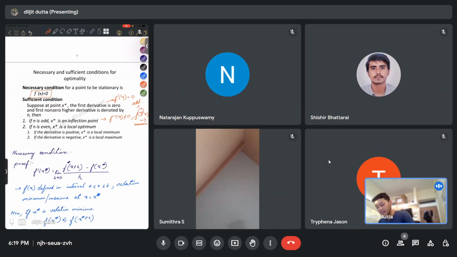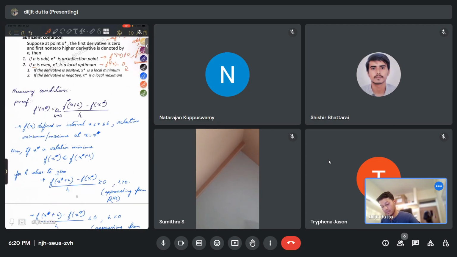If n is even, that is, f double dash x is not equal to 0, then we can have a local maxima or a local minima. Depending on whether f double dash x is greater than 0, we will have a minima, and if f double dash x is less than 0, we will have a local maximum.